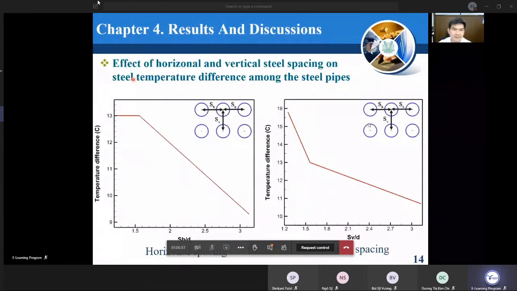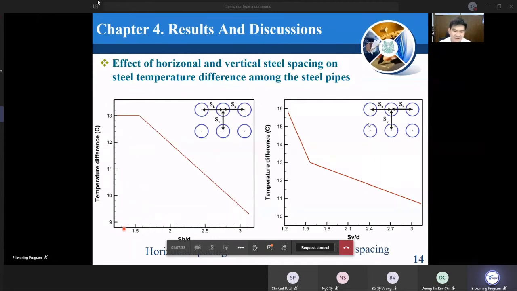And then we can also study the effect of the horizontal and the vertical steel spacing on the steel temperature difference among the steel pipe. For example, in this case, the bundle of the steel pipe here, XX is the horizontal spacing, and the SV is the vertical spacing. And then this figure shows the temperature difference as a function of the horizontal spacing.